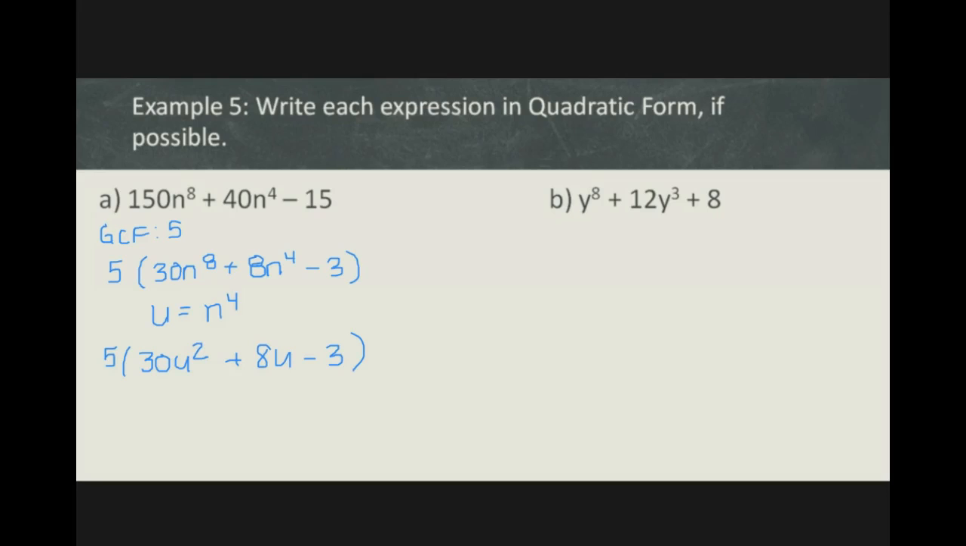And now what you're going to do is factor as if this was a quadratic. So you would start with your factor by grouping in your magic X and say, okay, 30 times negative 3 gives me negative 90. And then the middle term is 8. So two numbers that multiply to negative 90 and add to 8.